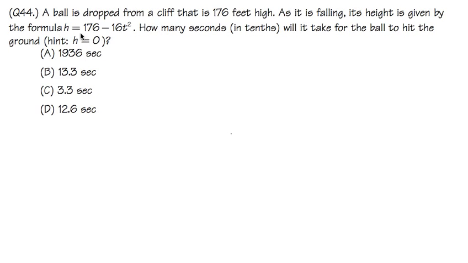So we know that we have the formula to work with. H is equal to 176 minus 16t squared. And then we would like to know after how many seconds. So right here, this part, it tells us that we are trying to figure out the t, the time. And then we would like to know when the ball hits the ground. And then we have the hint right here.